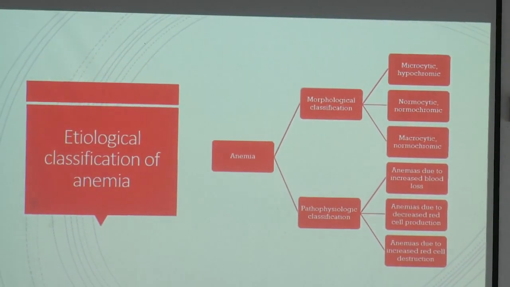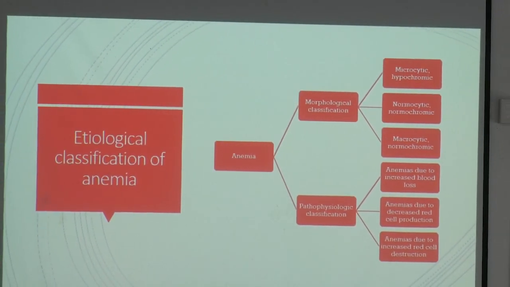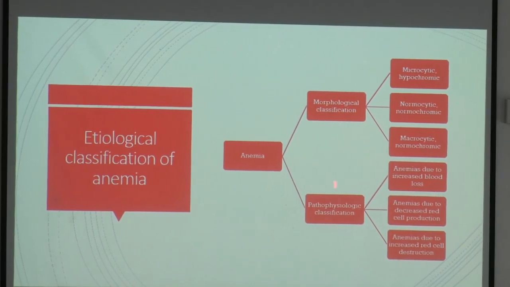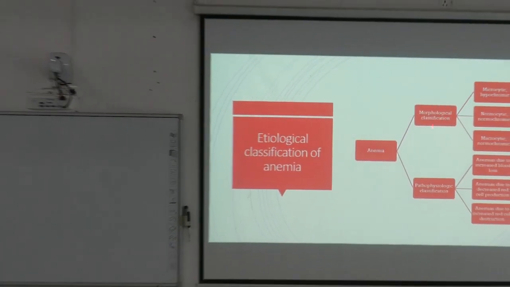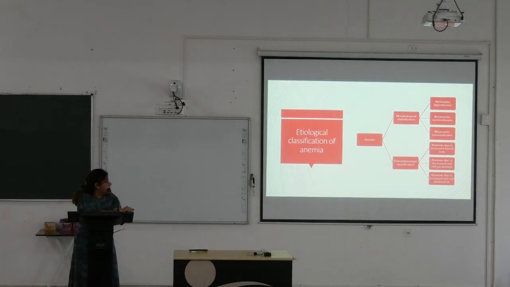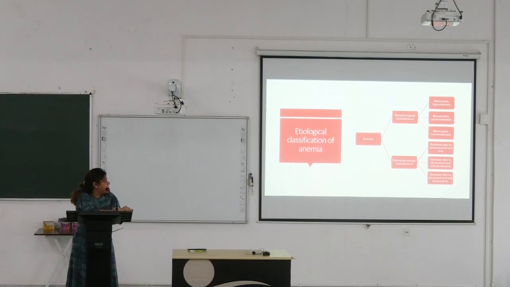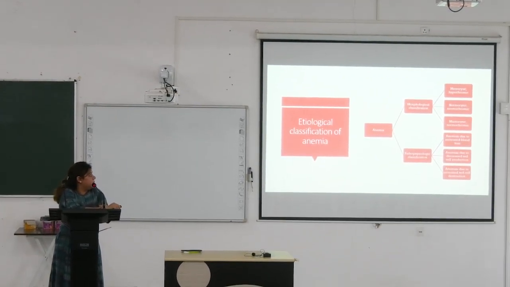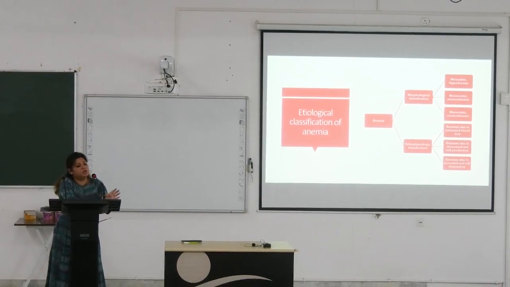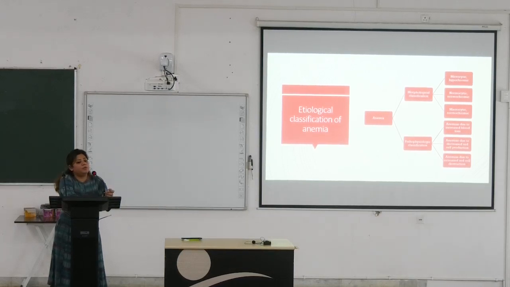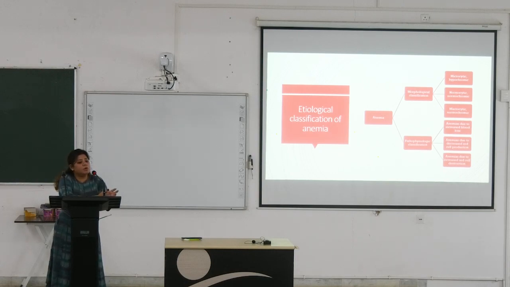So, we can classify anemia into morphological classification and pathophysiologic classification. Morphologic classification: there is microcytic hypochromic, normocytic normochromic, macrocytic normochromic. Microcytic hypochromic is iron deficiency anemia. Apart from that, thalassemia, anemia of chronic disease. Normocytic normochromic, usually aplastic anemia, hemolytic anemia. And macrocytic normochromic is megaloblastic anemia.